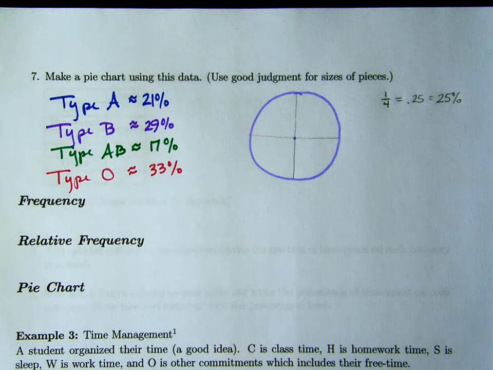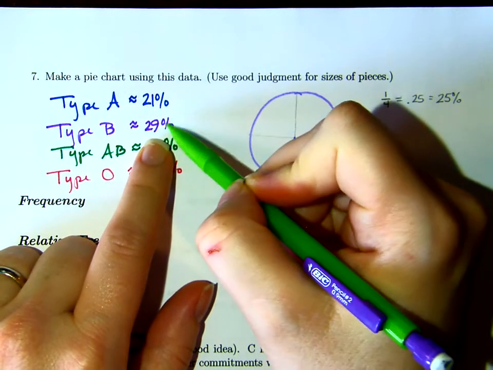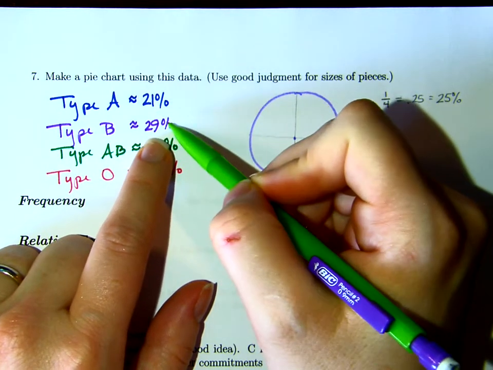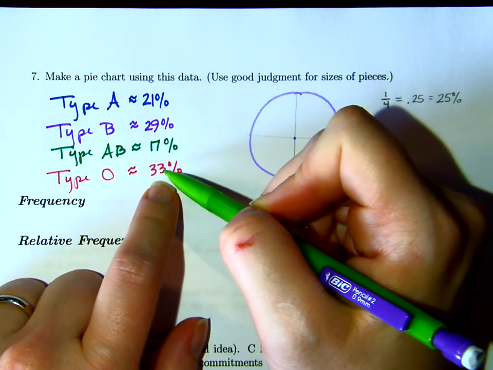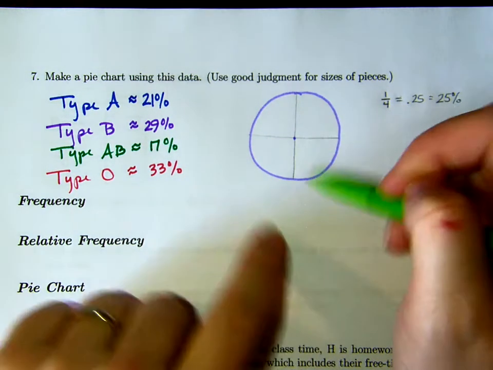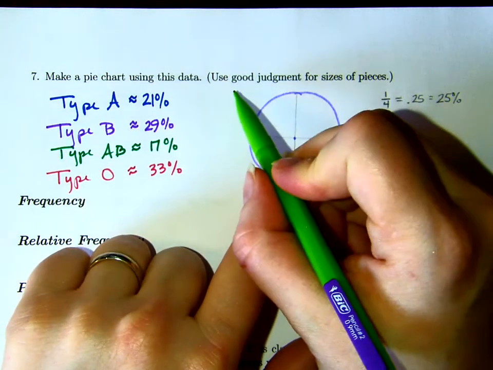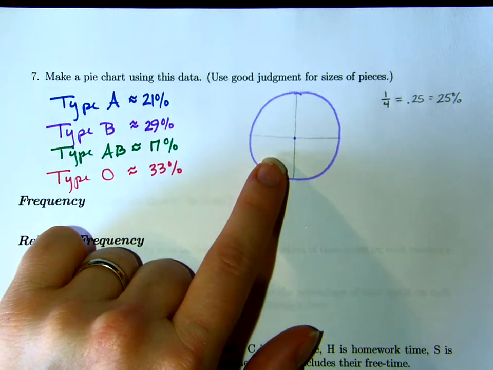I've also noticed in this data something interesting is happening. 21% plus 29% is exactly 50%, and 17% and 33%, that's another exact 50%, which is half of this. So that actually helps me in terms of predicting and making good judgment. Use good judgment for sizes. This is what I mean by that statement.